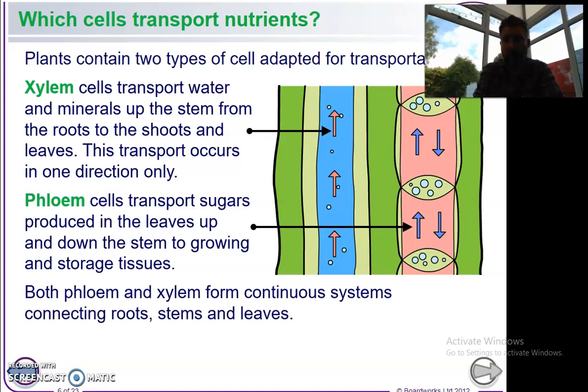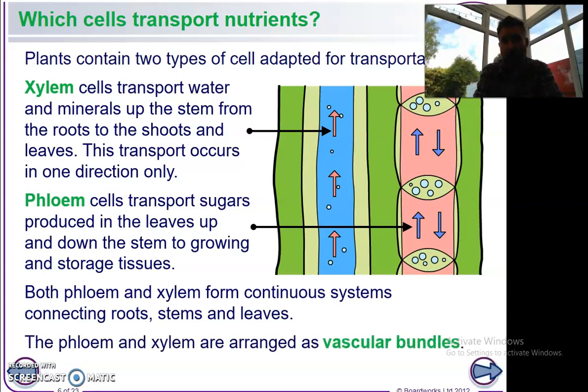Okay, so the phloem and the xylem form these very long continuous systems, and they connect the roots and the stems and the leaves, and they're often arranged in these things called vascular bundles. And last lesson, when you labelled the leaf, there was a sort of circular structure in the middle with a series of little circle holes in it. The larger ones, which are the xylem, the smaller ones, which are the phloem, and they are together in a bundle called a vascular bundle. And the vascular bundles occur in the stems and also in the leaves.